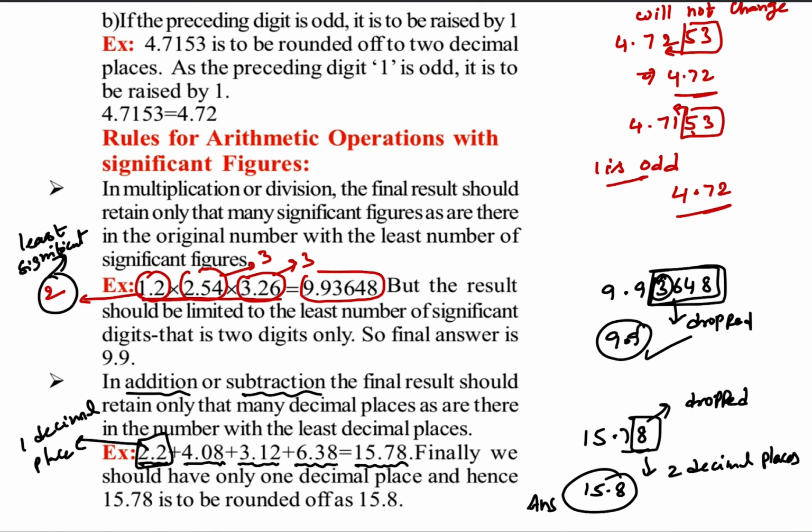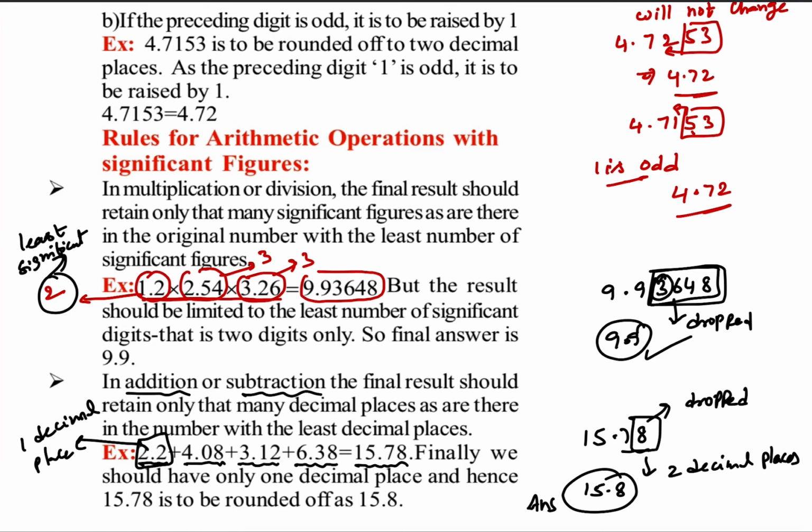Finally, the conclusion I am going to give is: if any measured values are participating in multiplication or division, we have to see only significant figures. The final result should have the least significant figures of the measured values participating in that operation. Whichever has the least significant figures, that you have to take.